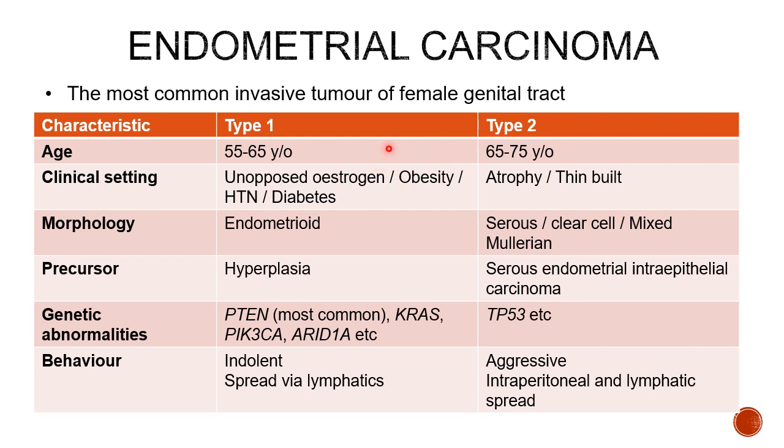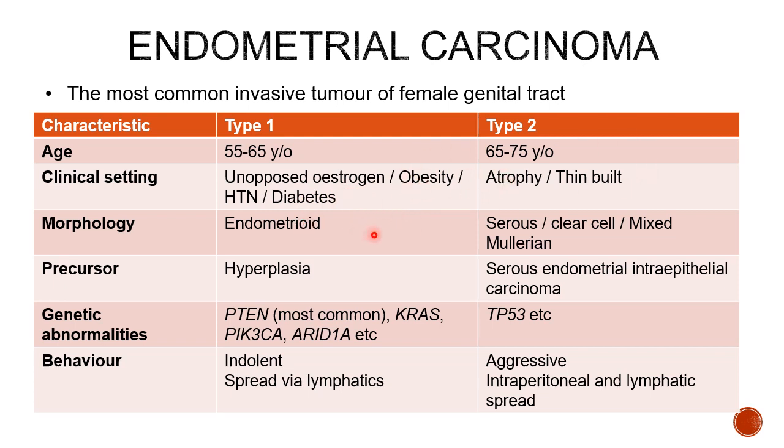Type 1 essentially occurs in a slightly younger age group compared to type 2. They arise in a different clinical setting, as we've discussed, because type 1 arises in the setting of unopposed estrogen and endometrial hyperplasia. Thus, the setting is slightly different to type 2.